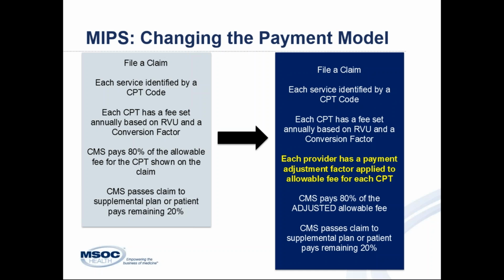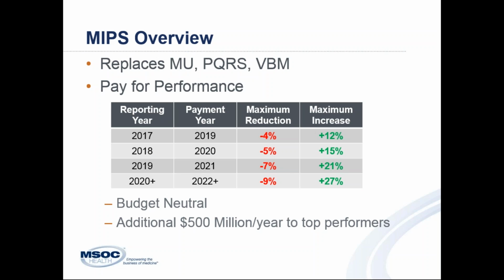Essentially, same process. You're going to file a claim. You're going to put a CPT code on it. There is a set fee for that CPT code based on the 0.5% increases every year. But then every provider will have a payment adjustment factor that is applied to that allowable fee, and CMS is going to pay 80% of that adjusted amount. It could be higher or it could be lower. Whether it's higher or lower than the standard allowable fee is what we're going to be calculating through this MIPS program, a single performance score that puts a provider higher or lower. And then, of course, CMS passes the claim on to the supplemental plan, and the patient pays the other portion.